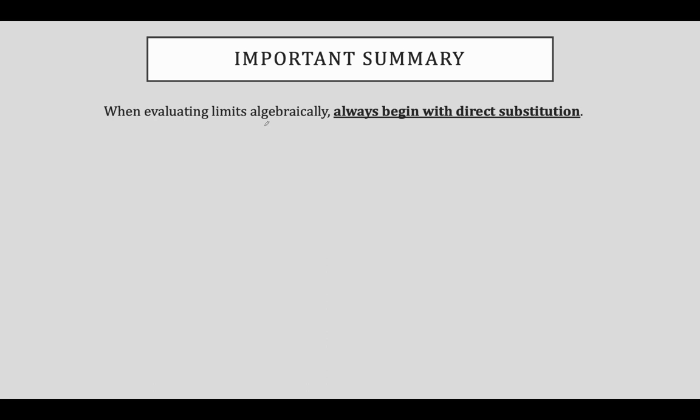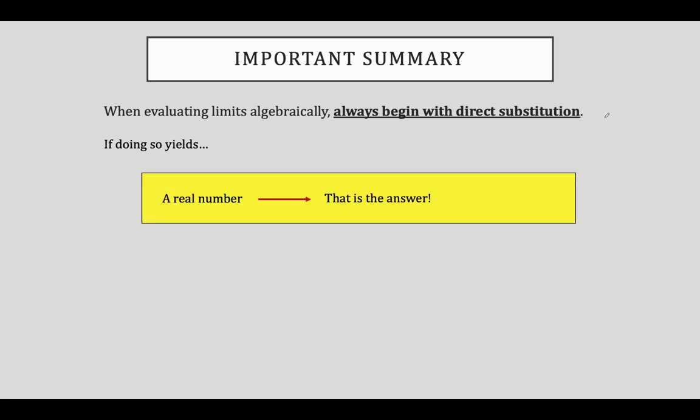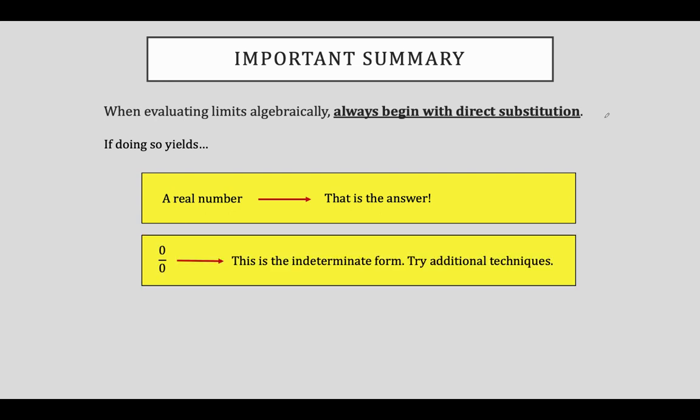Whenever evaluating limits algebraically, always begin with direct substitution. If doing so yields a real number, that is your answer. If you do direct sub and you get a real number, you're done. If you get 0 over 0, this is the indeterminate form, the indeterminate quotient 0 divided by 0. You need to try additional techniques: those where you're dividing out, your rationalization, and your simplifying of complex fractions.